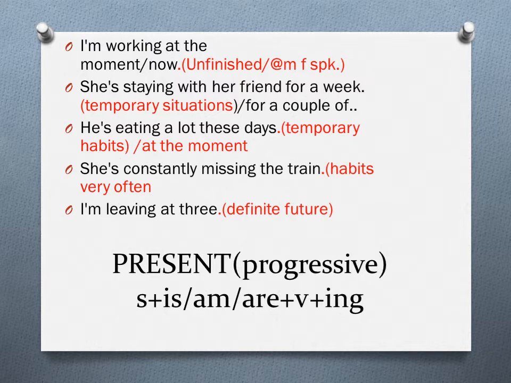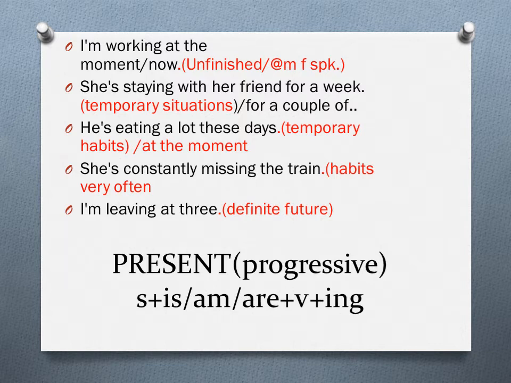All these verbs come under one time category that is called present progressive. The formula of present progressive is subject plus is or am or are plus verb plus ing. Now let us have one practice with different pronouns. Let us take the first example. I am working at the moment. Now I change the pronoun. We are working. You are working. They are working.